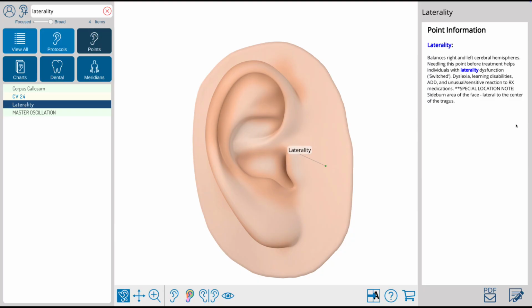So this particular point is treated on the dominant side. If they're right-handed, you treat it on the right side, and if they're left-handed, you treat it on the left side. Now, 90% of the patients are right-handed, so that's why I'm showing you the right ear here. This is the tragus, and it's actually off the ear in front of the tragus. So you would take your point finder and look in this area here, and if you find it, then you would treat it. Now, the laterality point sits on the dominant ear, and it regulates left-right brain hemisphere integration.